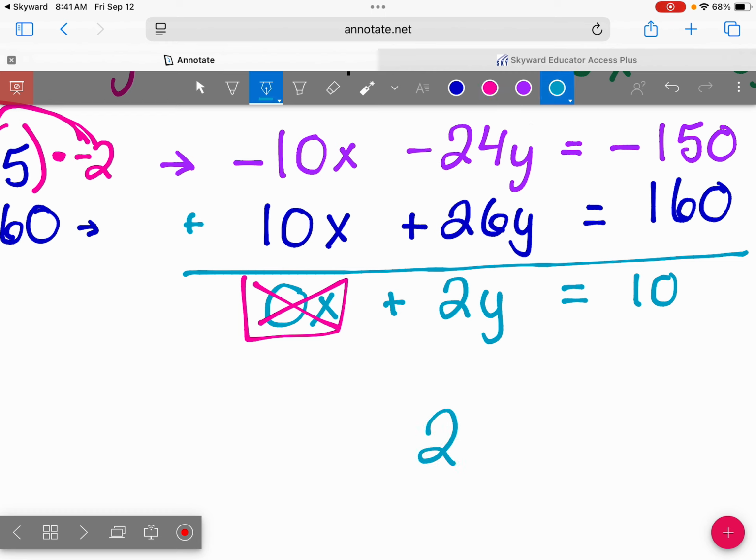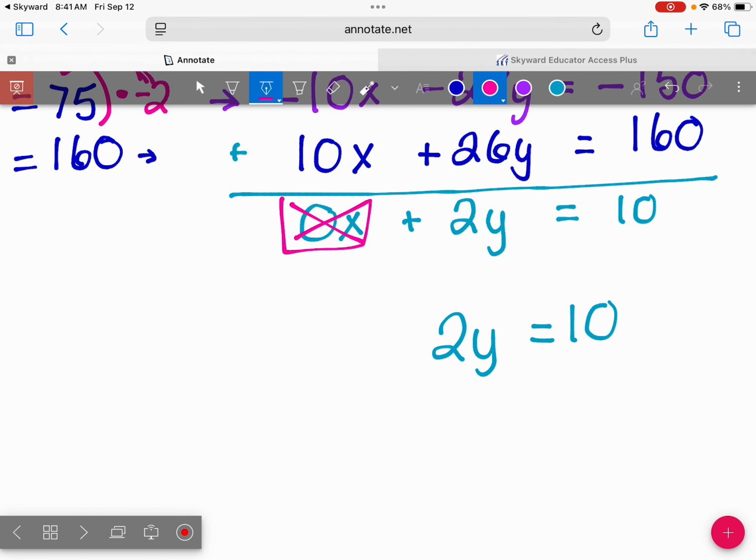I know that my 2y actually equals 10. So how can I figure out what y is? Divide by 2. Divide by 2. So my y equals 10 divided by 2 gives us a 5. Sweet. I know my y.